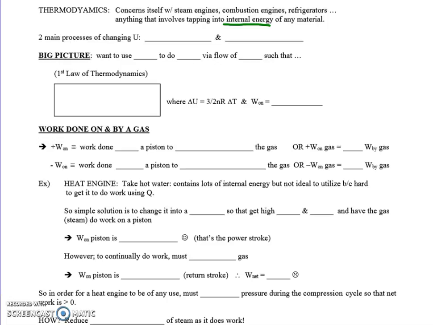So if we want to understand how to tap into internal energy, we've got to understand the processes that allow it to change, and we've discussed it before. That's work, and the other is heat flow. Okay, and the big picture idea, in its simplest terms, is we want to use internal energy, U, to do work via the flow of heat. So it's an interrelationship between U, W, and Q, such that you must follow the first law of thermodynamics, which is really nothing more than conservation of energy.